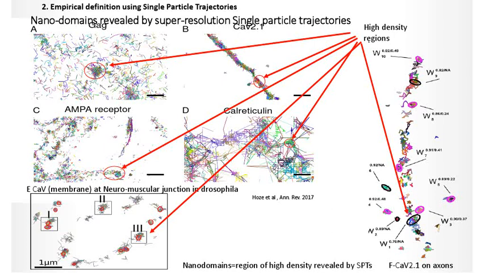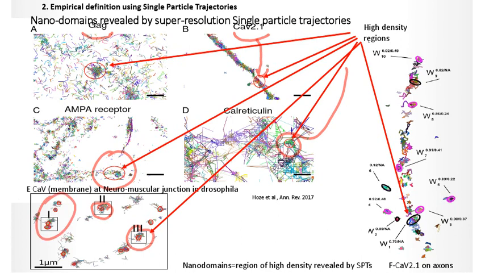So this seems to be true across many membrane proteins. This is an example of GAG here, but we have seen it for the calcium voltage channels, or also AMPA receptor, or even calreticulin inside the ER, or the neuromuscular junction. We see a region of high density, that is, particles, receptors are not uniformly organized, but they are aggregated in some specific region where they can actually be exchanged.